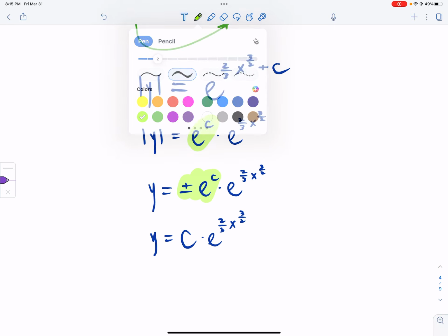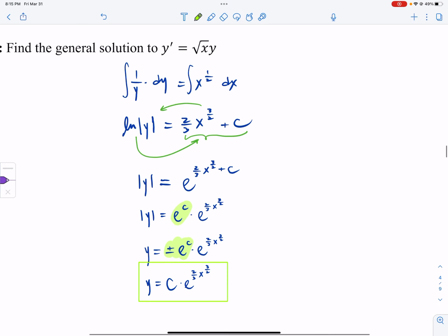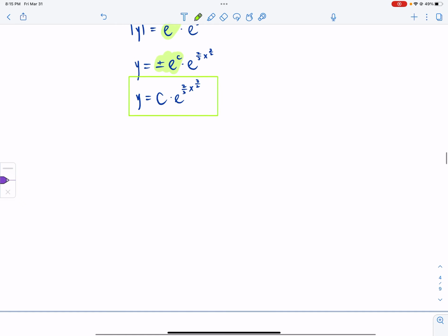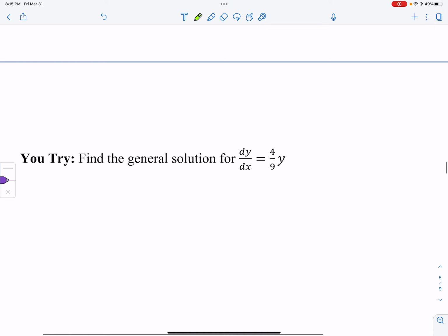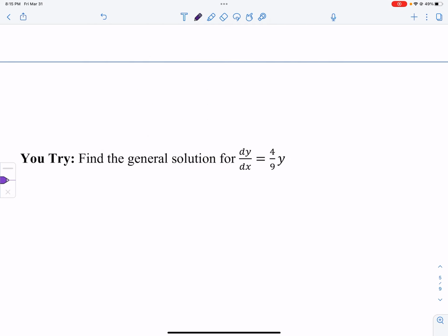Okay, so here is the general solution to that equation. Okay, you guys can try this one on your own, and the answer that you should end up with would be y equals c times e to the 4/9 x power.